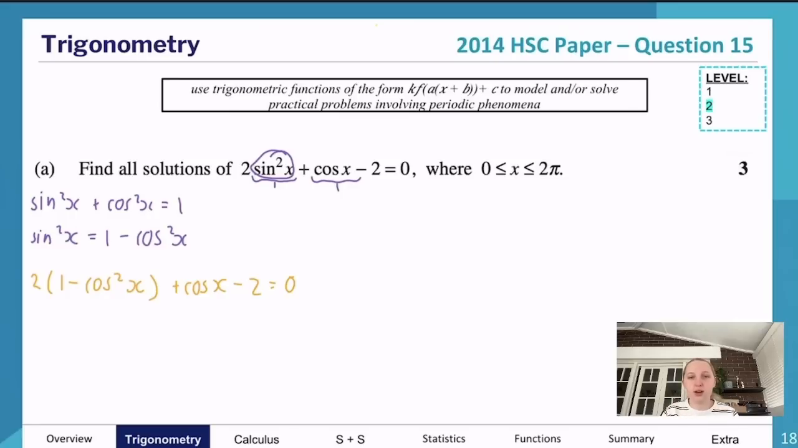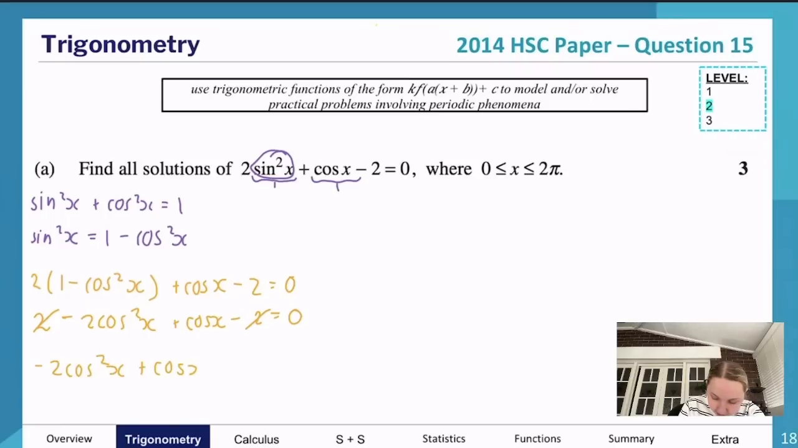We want only one trigonometric function. So if we expand that, 2 minus 2 cos squared x plus cos x minus 2 equals 0. These will cancel each other out, and then we get minus 2 cos squared x plus cos x is equal to 0.